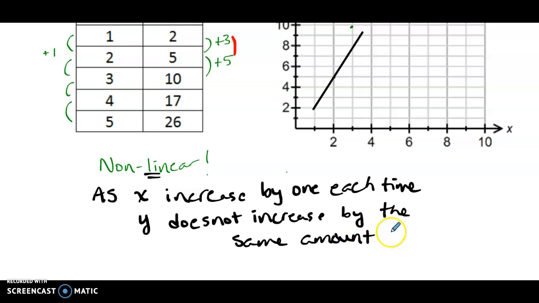And I can tell from my table because of that different number on the dependent variable side, it is not increasing by the same amount each time. I won't need to graph it. I'll know that it'll be nonlinear. These points do not lie on a line.